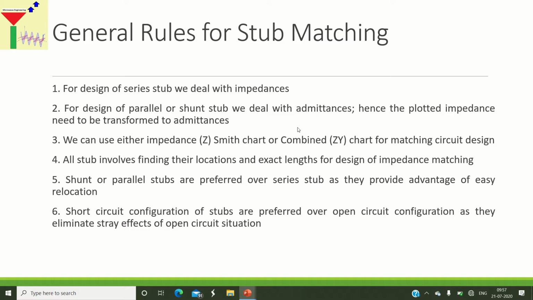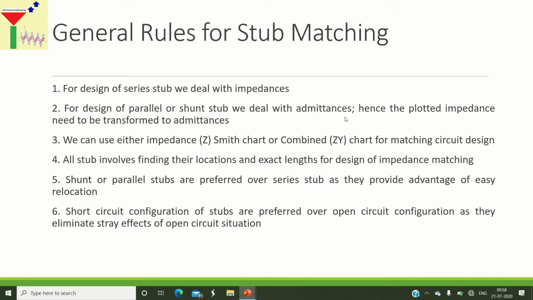So what is the design rule? First of all, for design of a series stub, please remember all these rules are very important. So the first rule is, and please remember these rules are applicable for all types of stub matching, no matter what type of stub configuration it is, right? So when we design a series stub, please remember that time we will deal with the impedances. When we design a parallel stub or a shunt stub, then we will deal with the admittances. Please remember, we are not going to play with the impedance, but whenever we are asked to design a parallel or shunt stub, we will deal with admittance.